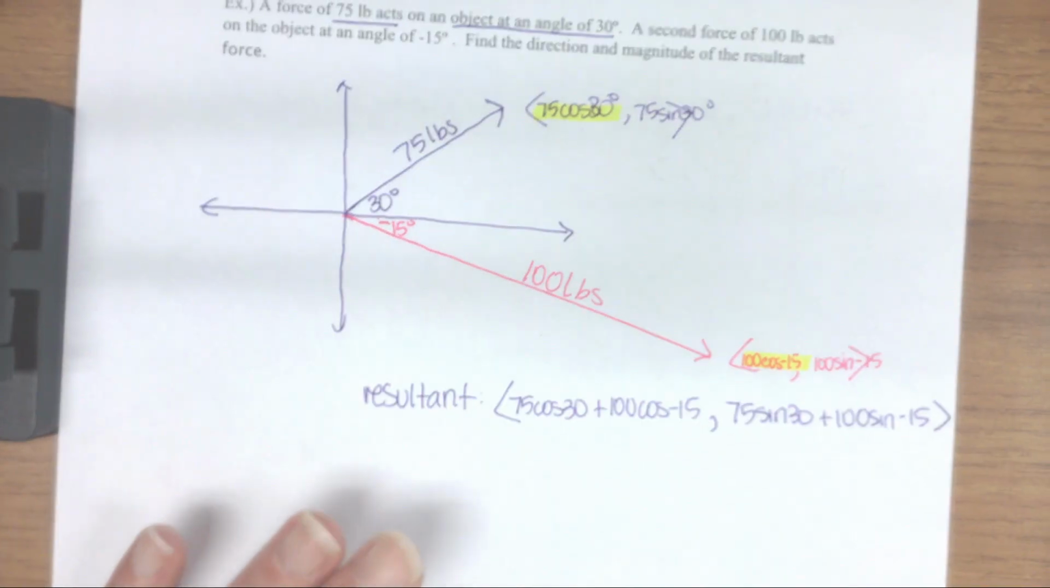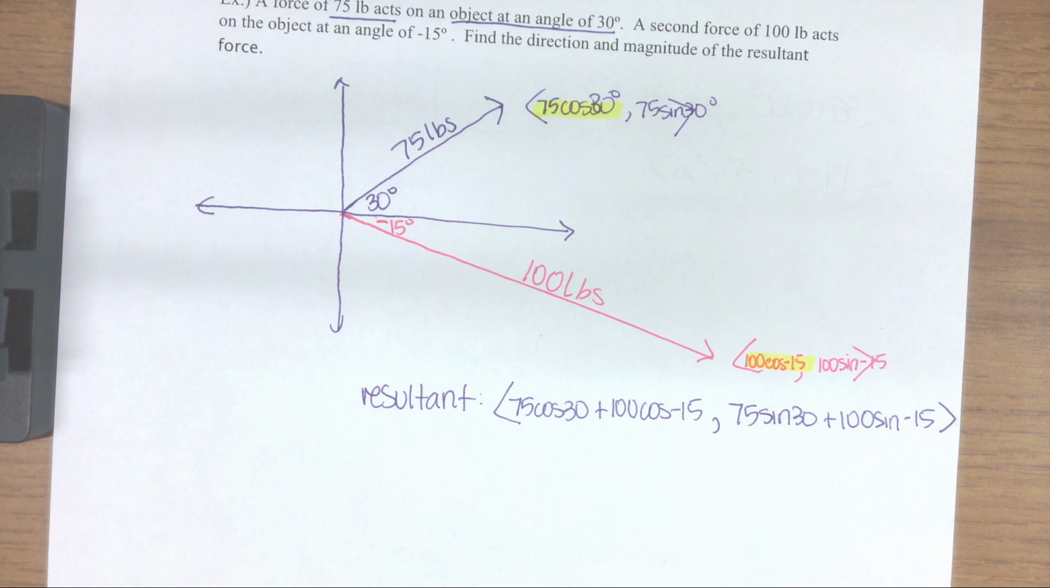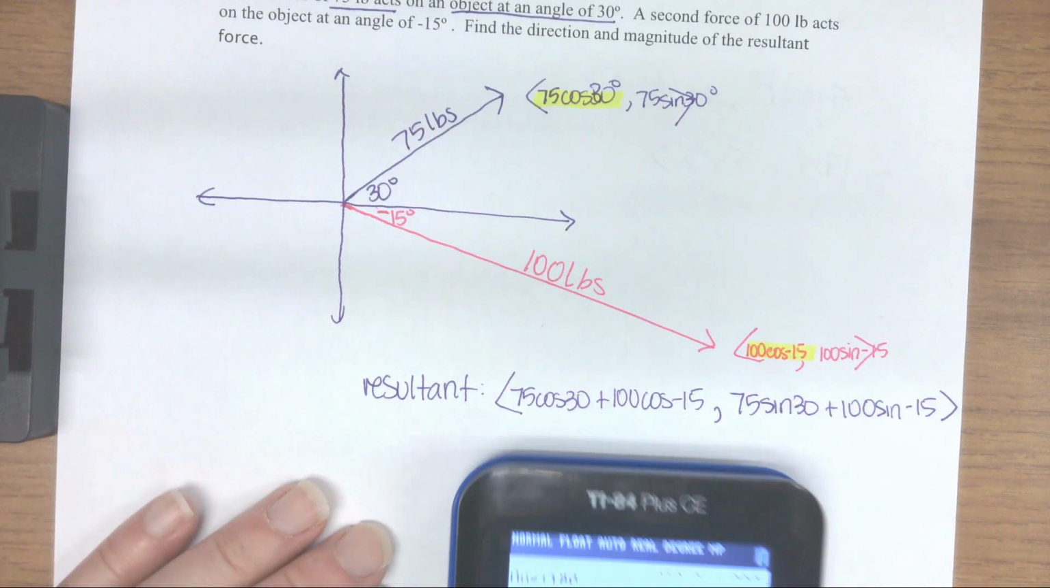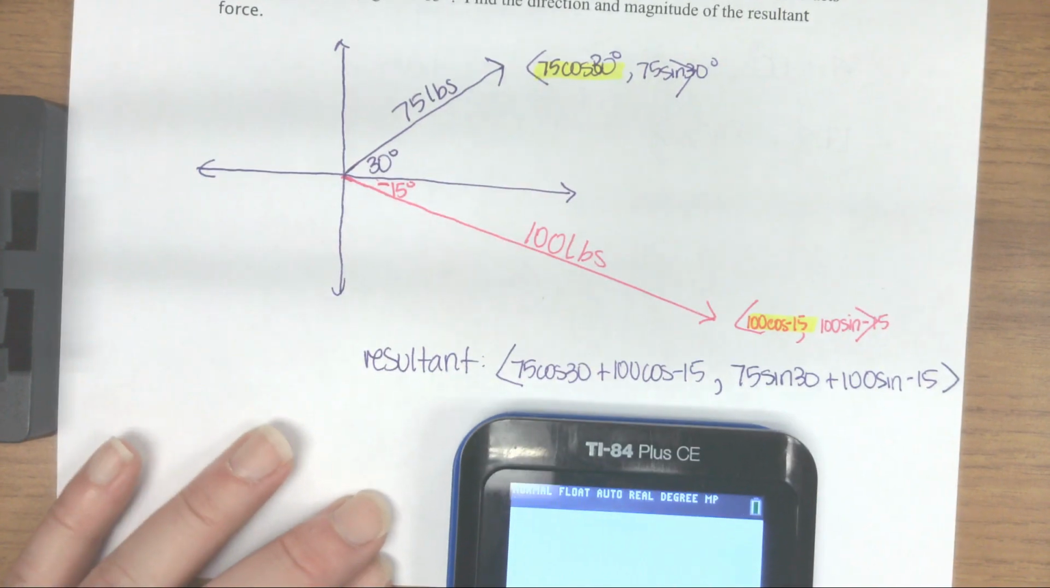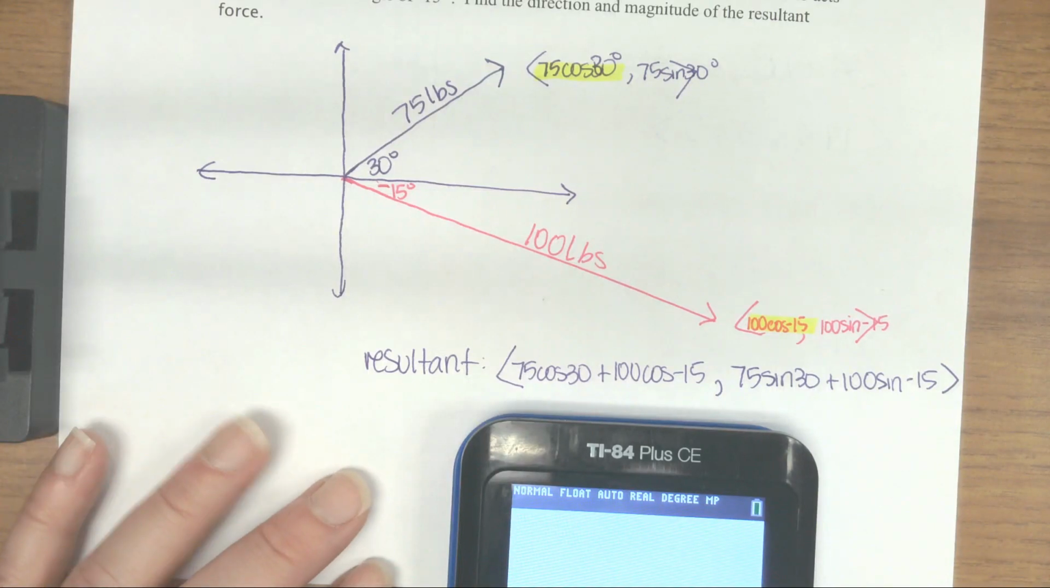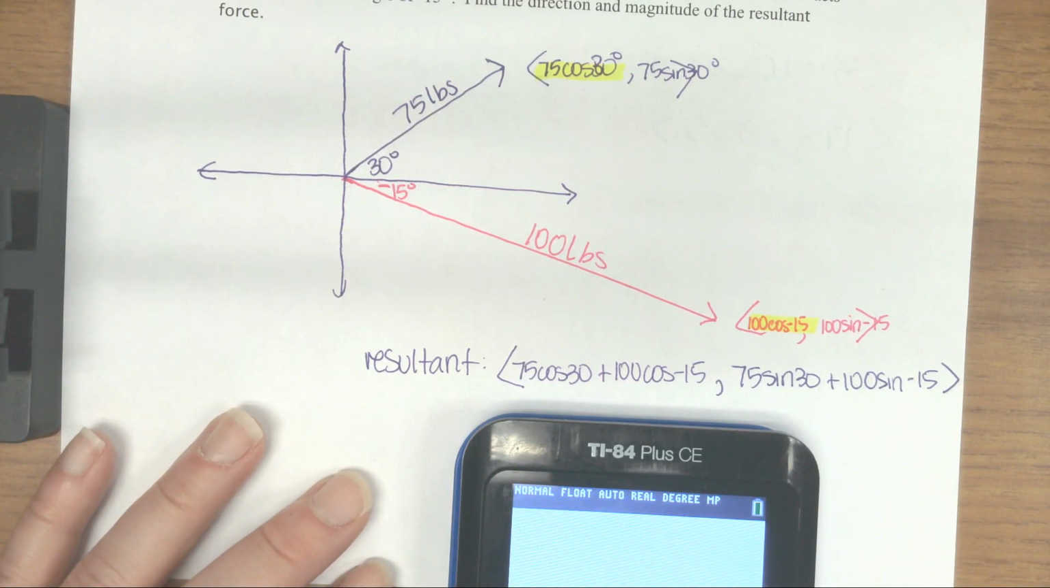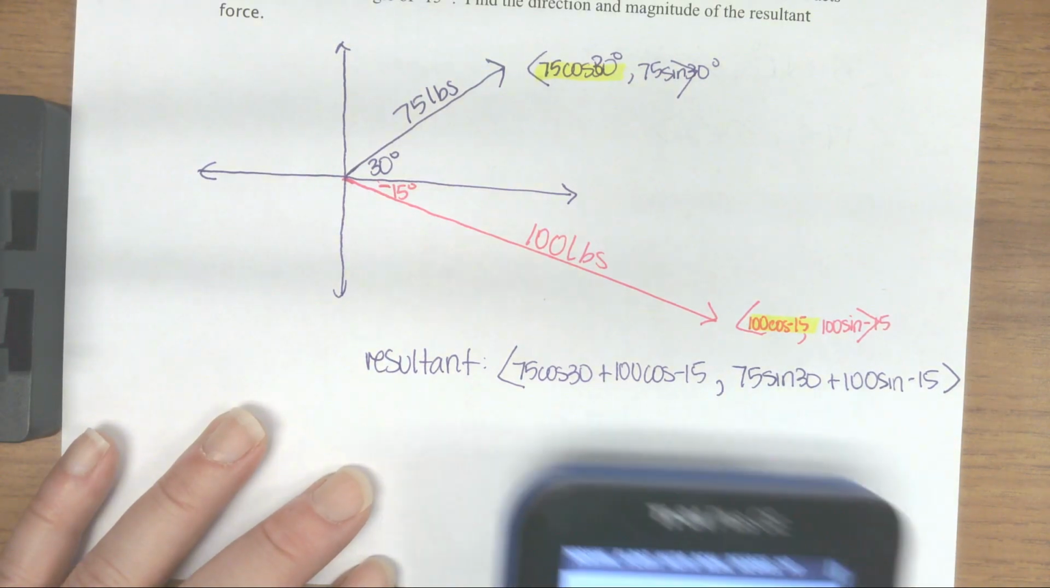Please do not, somebody's going to do it on the test, just add 75 and 100 together and add 30 and negative 15 together to get the new angle. It doesn't work like that. If you did the cosine of 345, which is like negative 15, would you still get the same answer? Yes, as long as it's in the same spot.